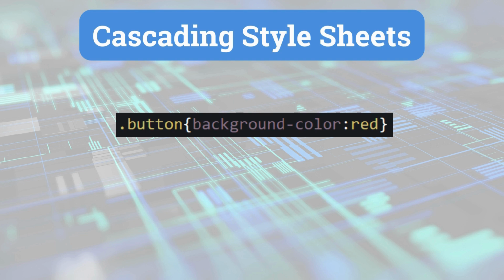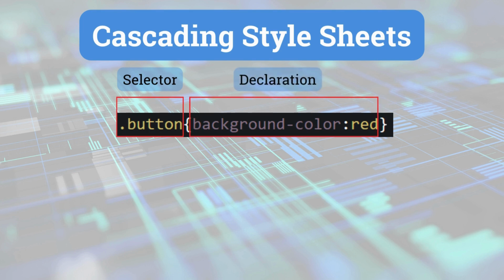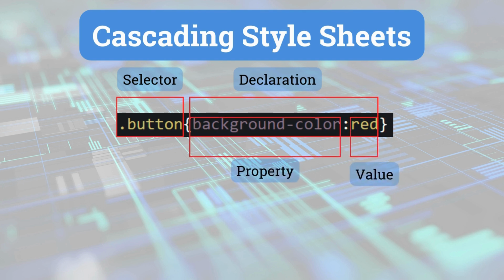In CSS we have the selector. This points to the HTML element that we want to style. Then the declaration. This is the style we want to apply to the element. Declaration has two parts, the property and the value. Here we can see we are setting the background color to red.